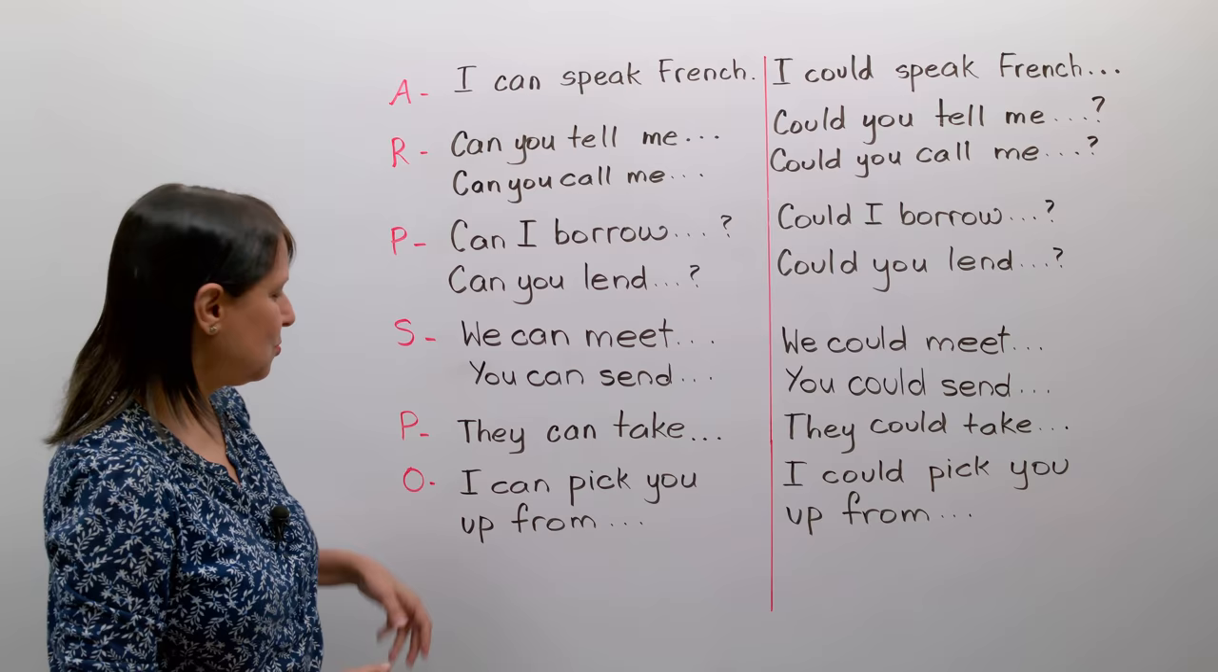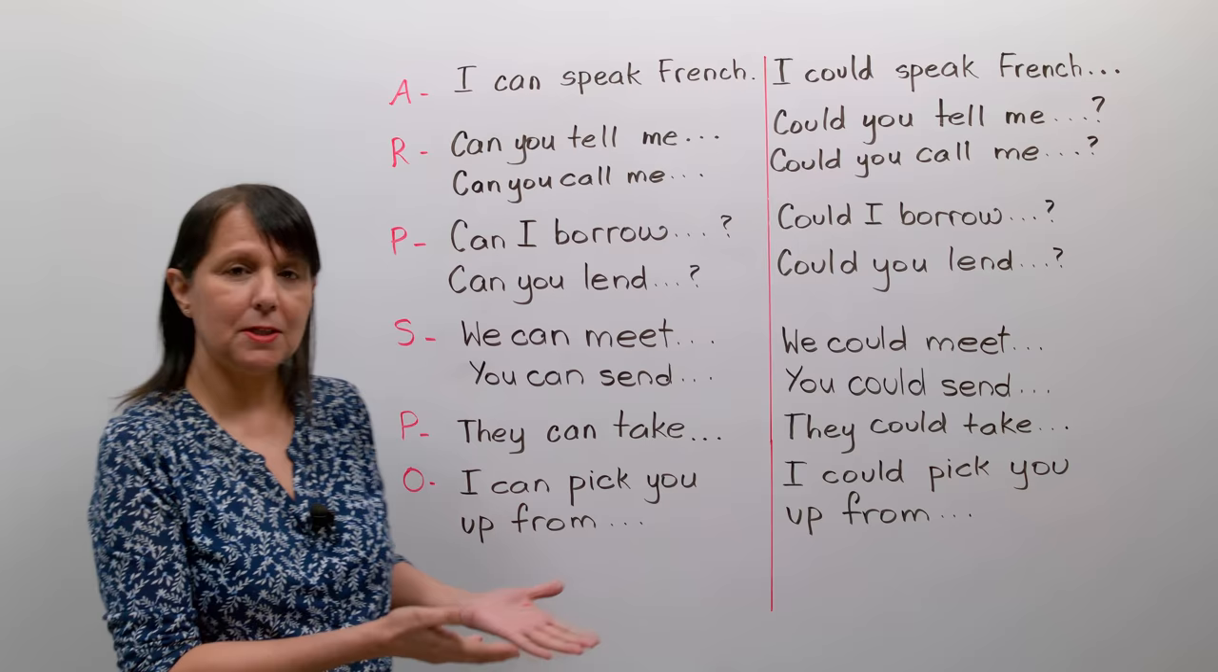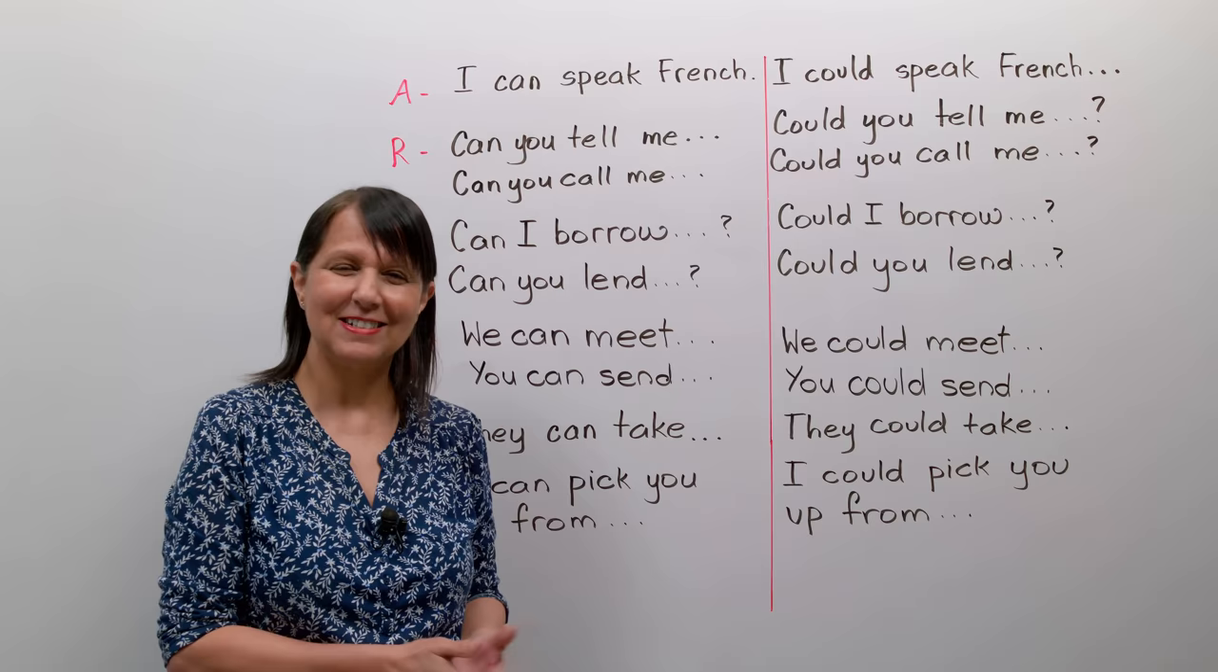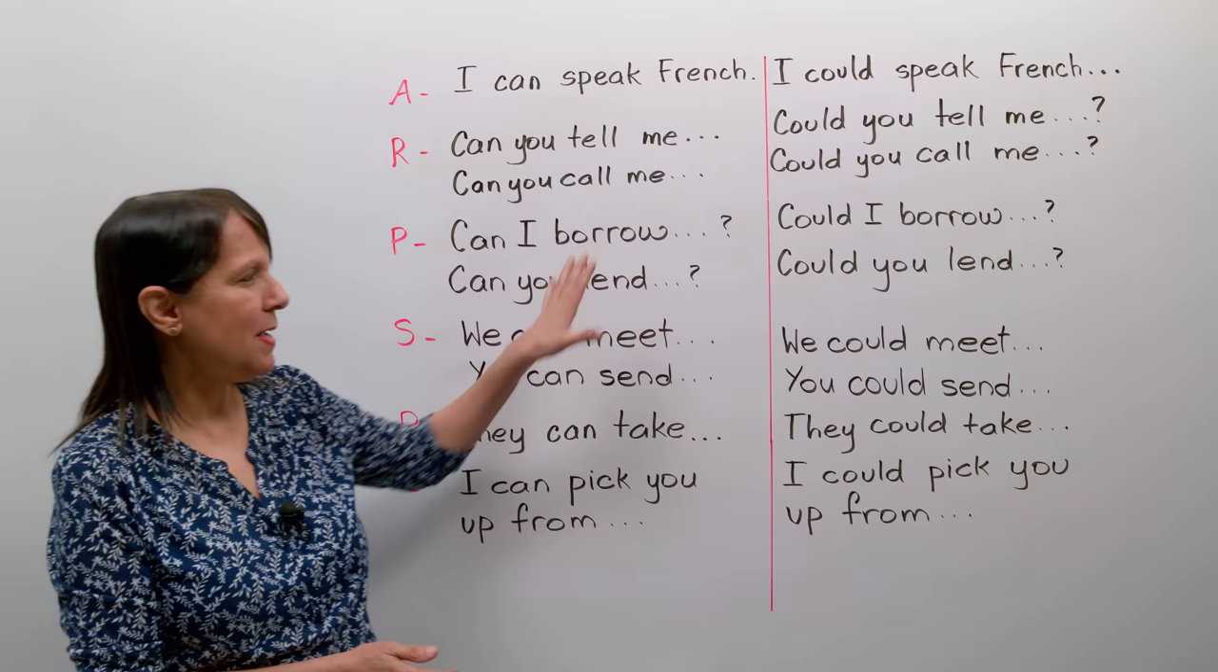And the last one here is an offer, when you're making an offer to someone. For example, I can pick you up from the airport. That's nice. It's still nice. Or even nicer, I could pick you up from the airport. Okay? So here you see the many different ways in which we can use the word can and could.